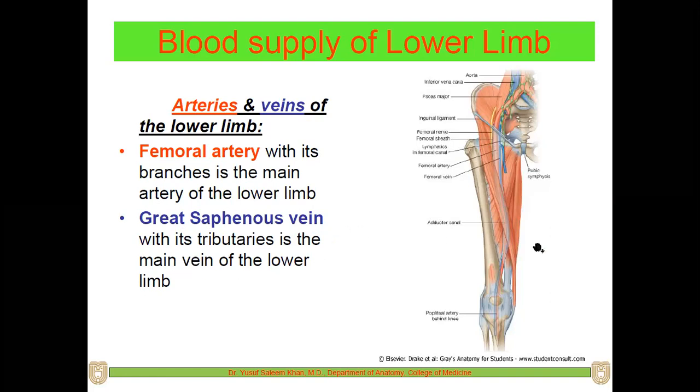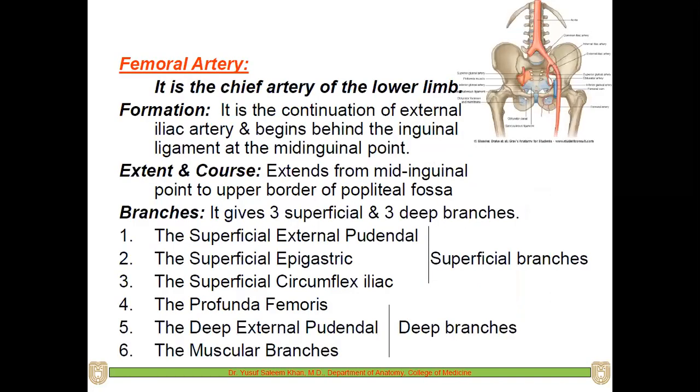So the great saphenous vein, if you see here, there is a vein coming, opening into the femoral vein. This vein here, this is called as the great saphenous vein. We'll study it in detail. Okay, one is the femoral artery, and the second structure is the great saphenous vein. Femoral artery is the main artery for the lower limb, and great saphenous vein is the main vein of the lower limb.